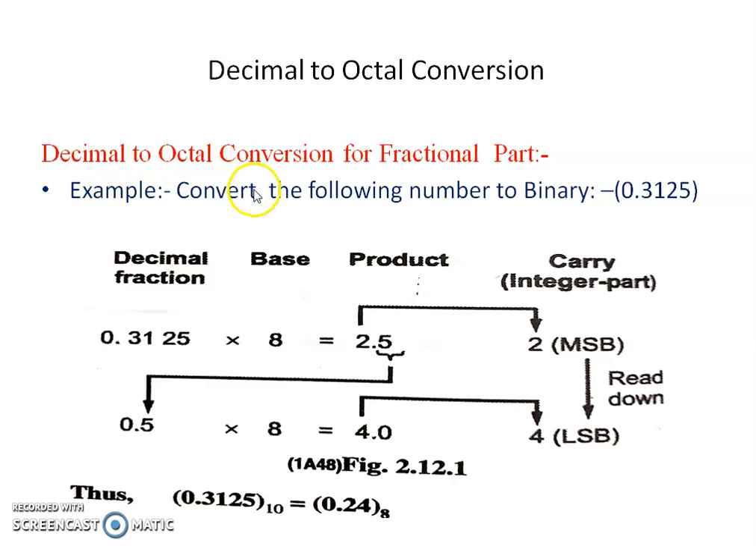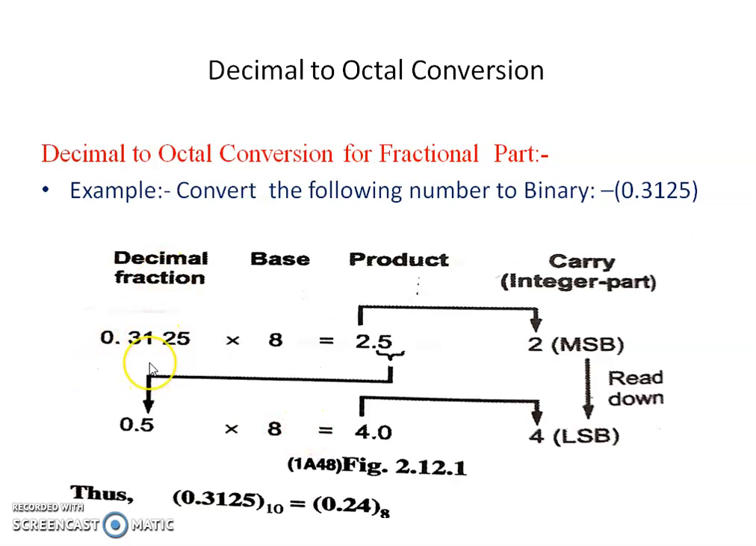First we discuss decimal to octal conversion for the integer part, and now we discuss decimal to octal conversion for the fractional part. So our number is 3.3125. Our first step is to write the fractional decimal number. So here we first write our fractional decimal number.